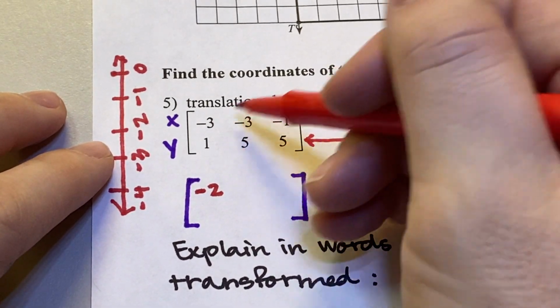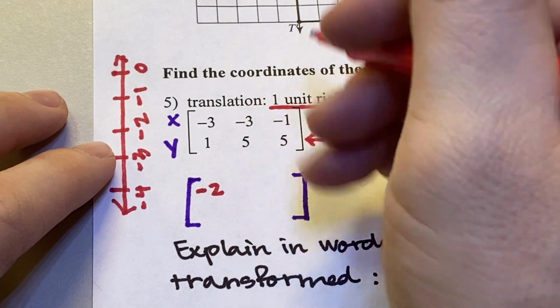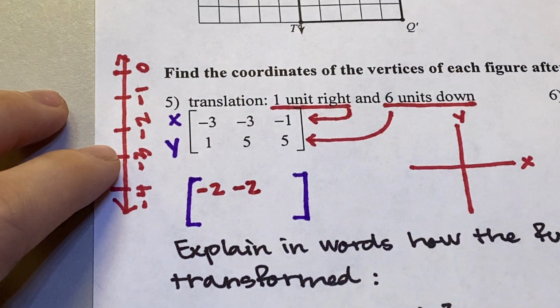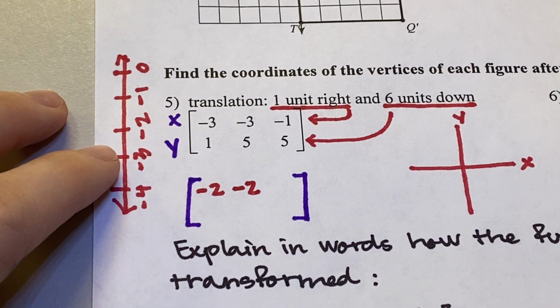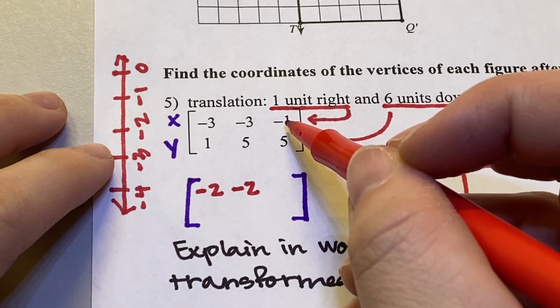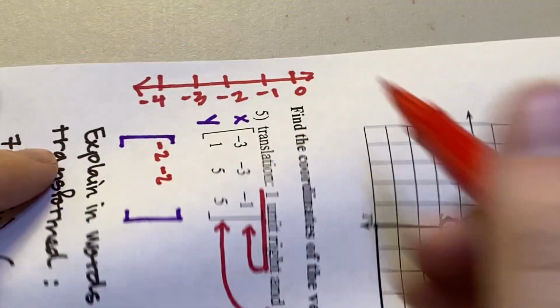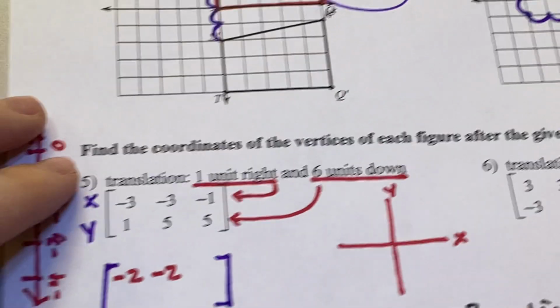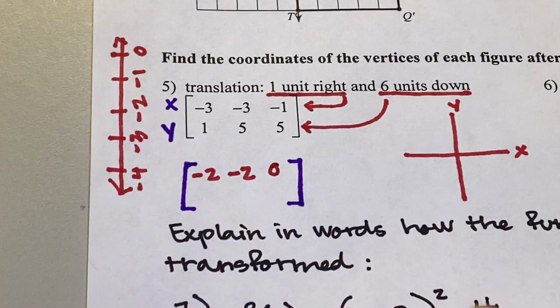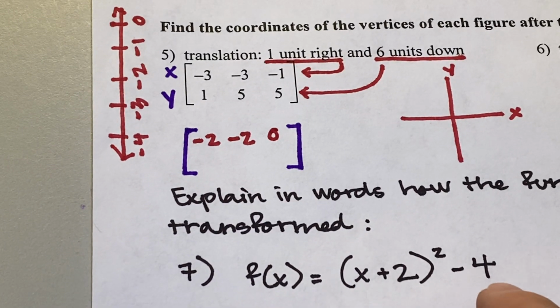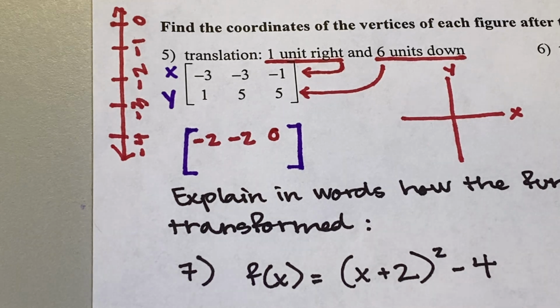Okay, lucky for us, the next one's the same exact thing, so 1 unit to the right of -3 is still -2. Okay, what's 1 unit to the right from -1? 0. Good job. Okay, there's our new vertices, our x coordinates.